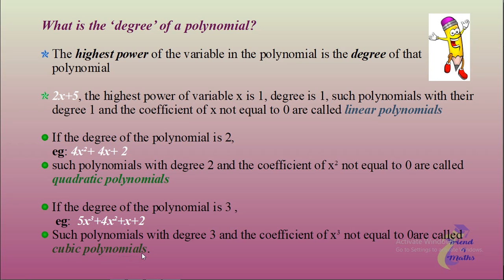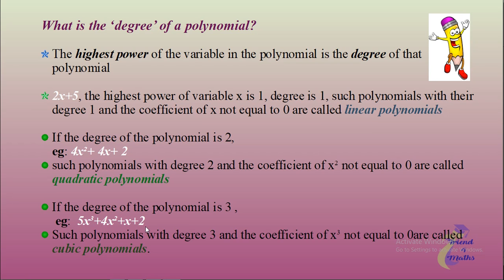cubic polynomials. In this example of linear polynomial, the constant term is 5 and the coefficient of x is 2. And in this quadratic polynomial, the constant term is 2, the coefficient of x is 4, and the coefficient of x square is 4.